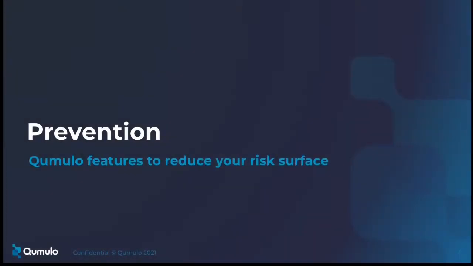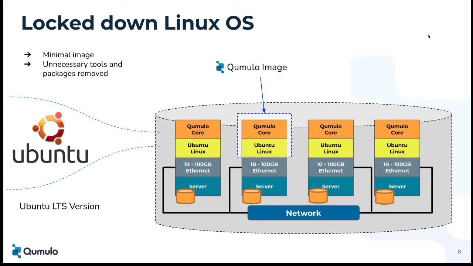Let's talk about prevention for a moment and how Qumulo helps you to reduce your risk surface. We start with a locked-down Linux operating system that we use. Qumulo uses the Ubuntu long-term support version. That is a minimal image that we take and we throw out everything; every package, every service that we don't use is not contained in that image. That reduces the risk surface. And then when we talk about the Qumulo image, that is the underlying Ubuntu operating system that we maintain. You don't need to take care of it. We update it regularly and we deliver it together with our Qumulo core software.